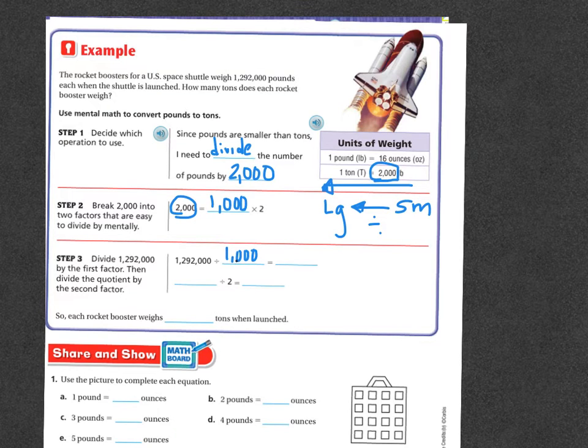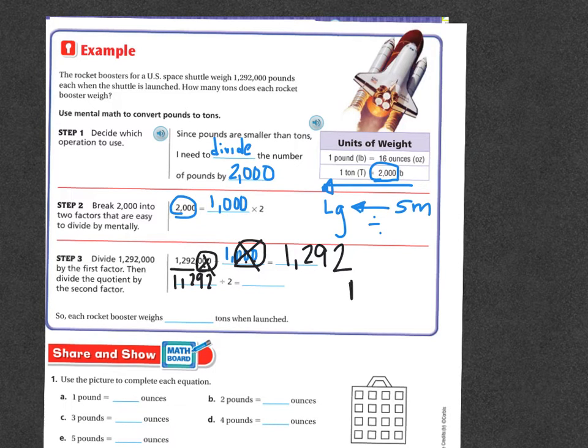All right, so there's 1, 2, 3 zeros here. Therefore, that leaves us 1,292. Okay, and then we're going to take that 1,292 and divide that by 2.